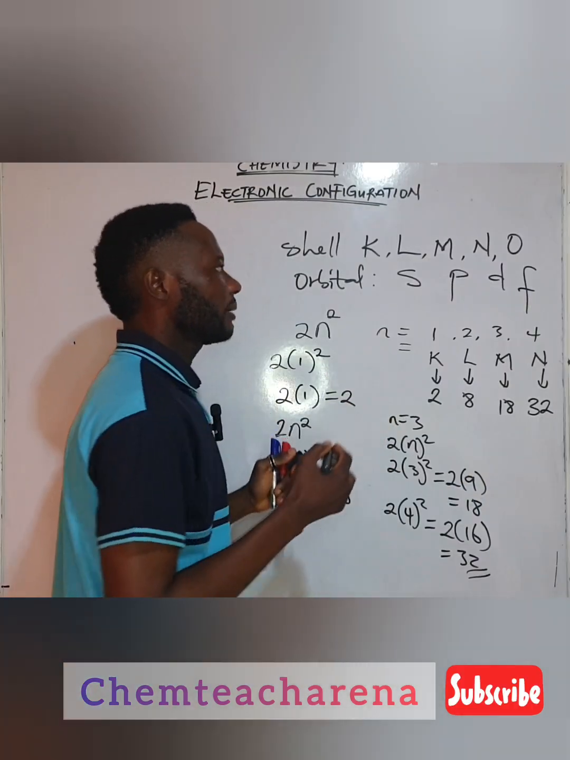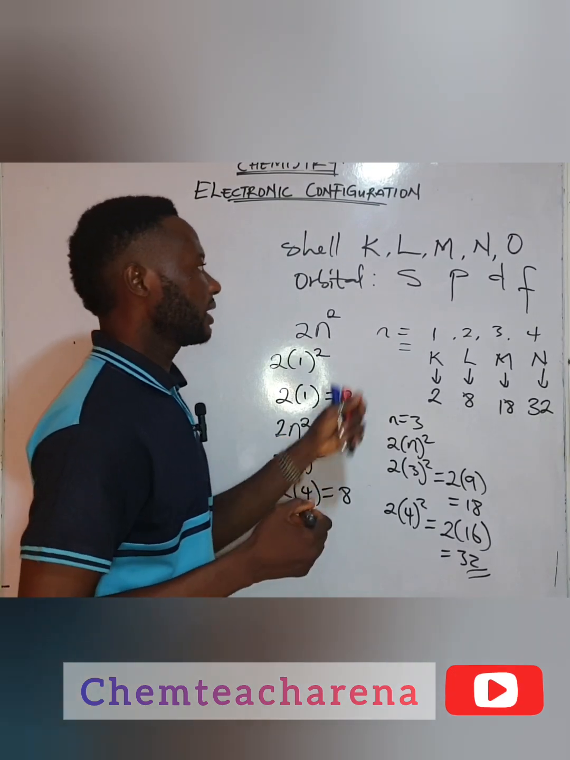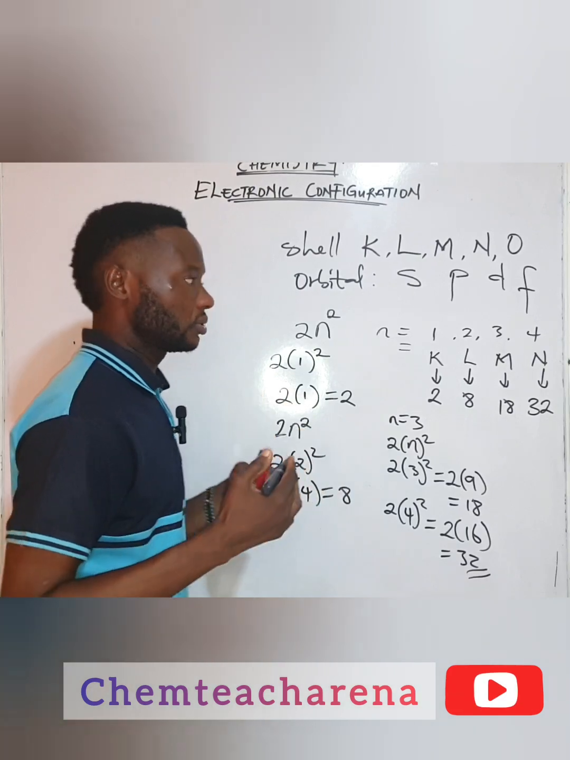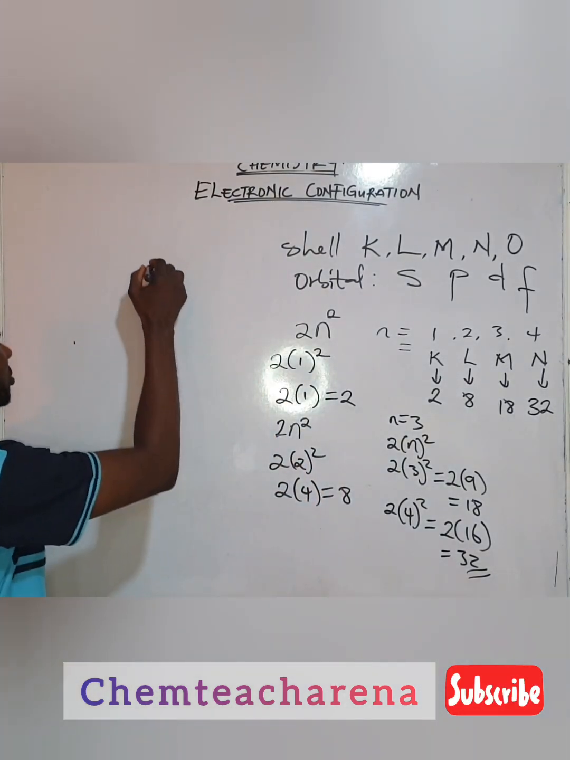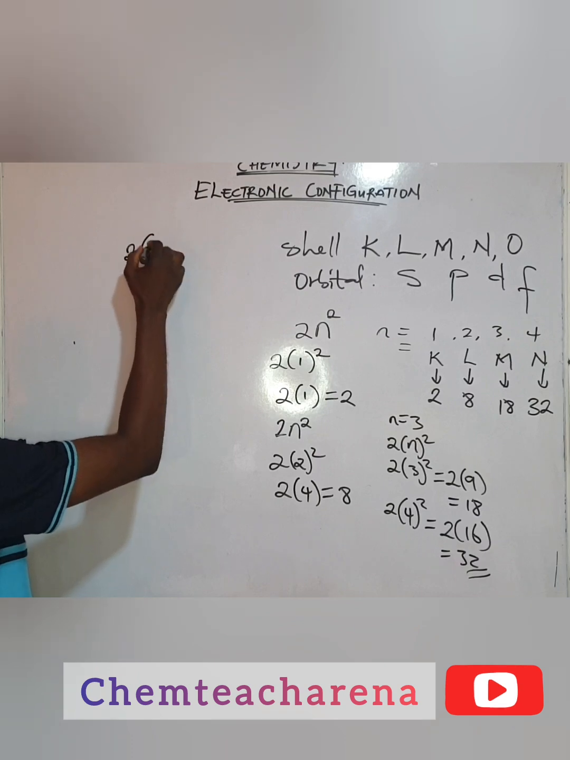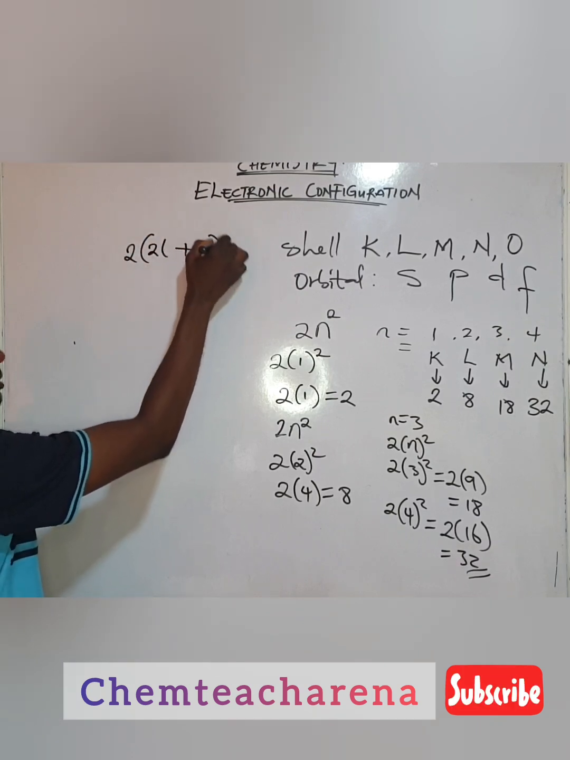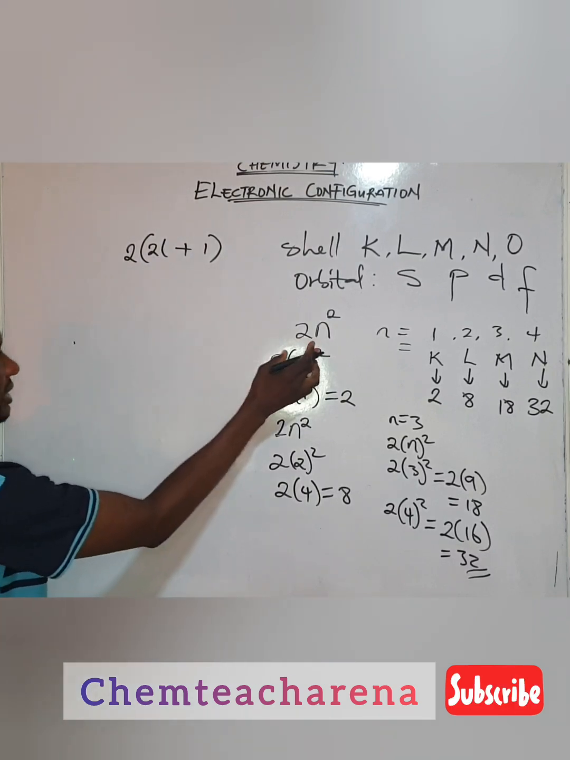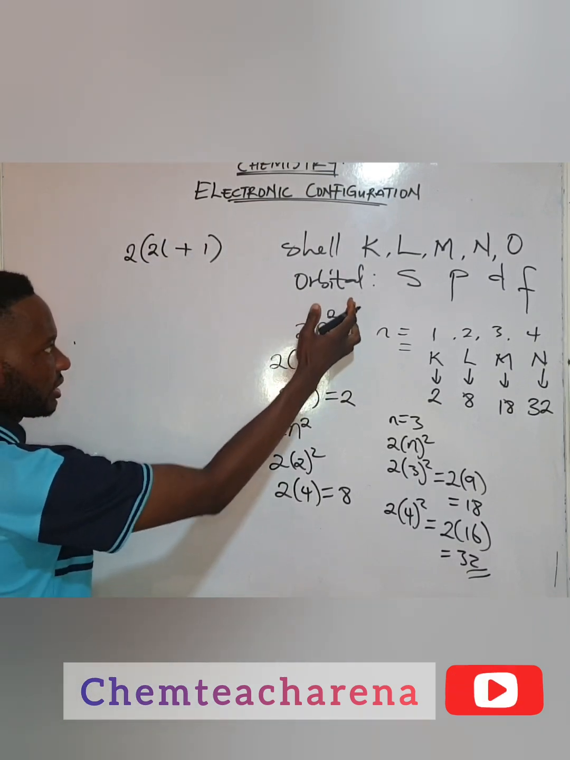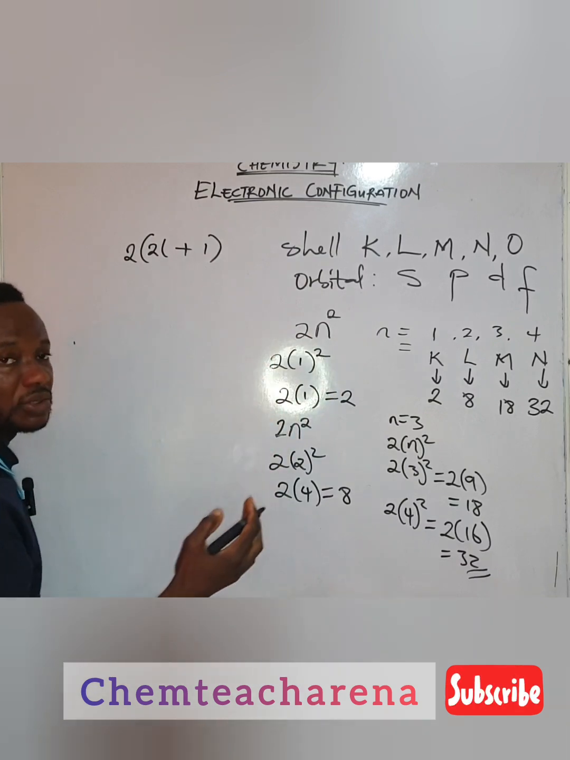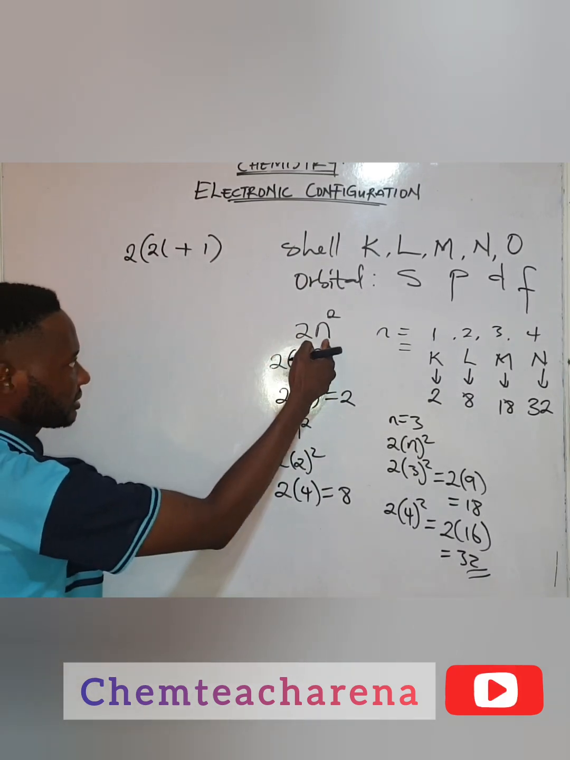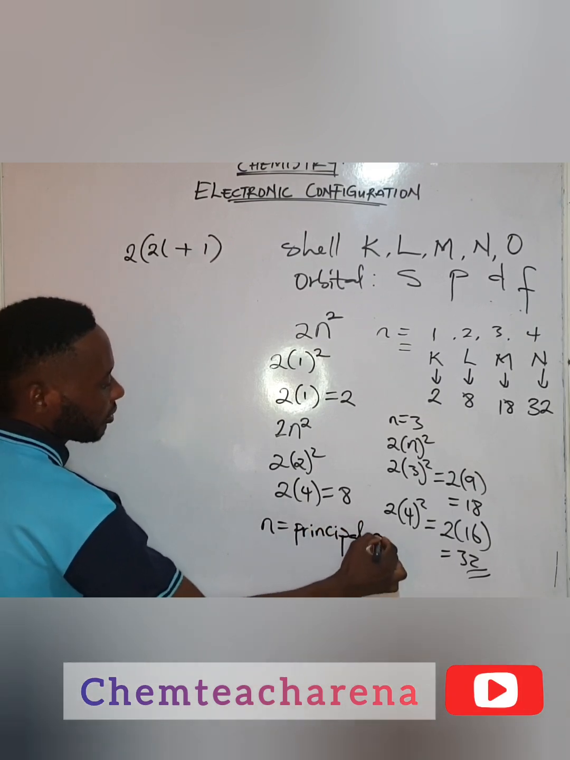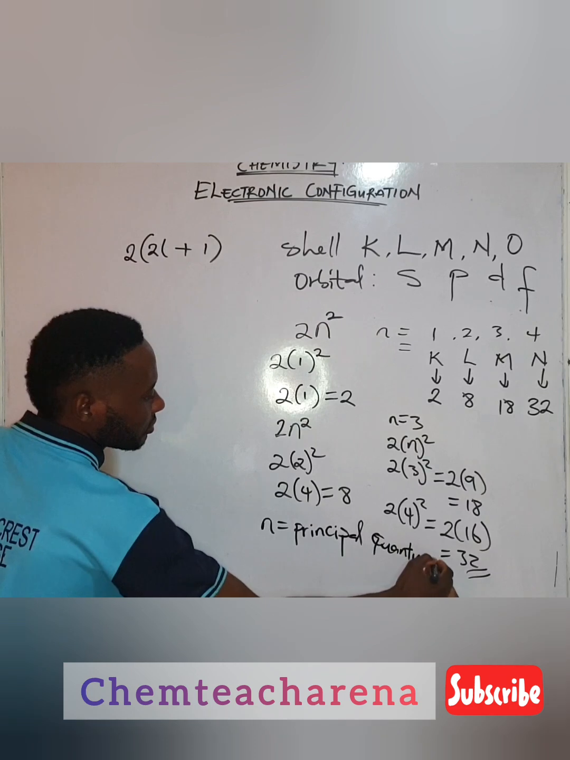The formula to determine the maximum number of electrons that the s, p, d, and f orbitals can hold is 2 bracket open 2l plus 1. Yes, this is the formula. For the shell, the n is the principal quantum number.